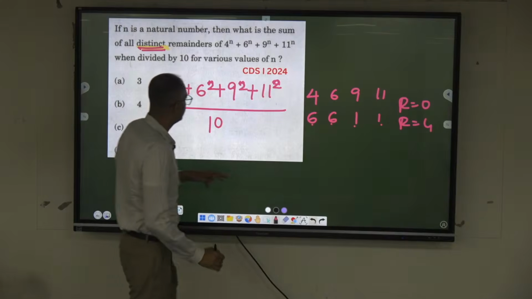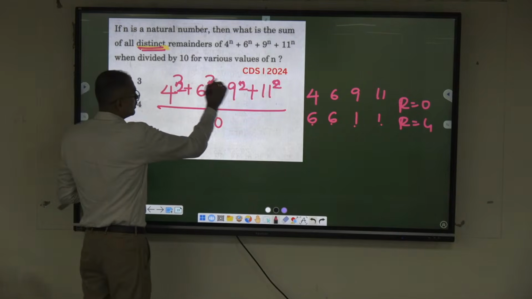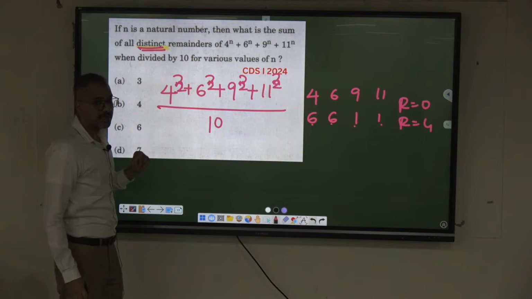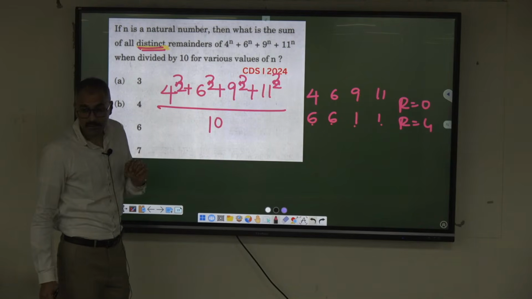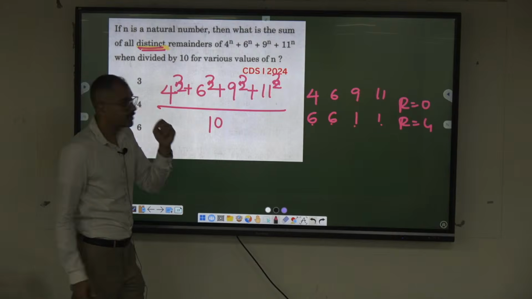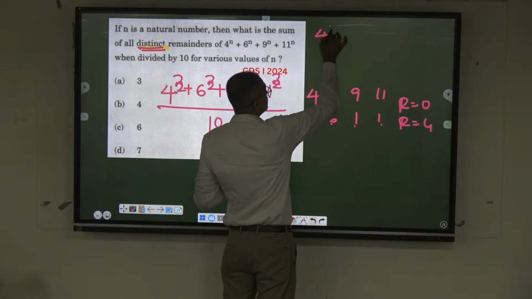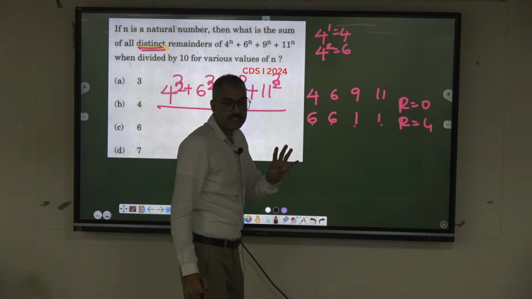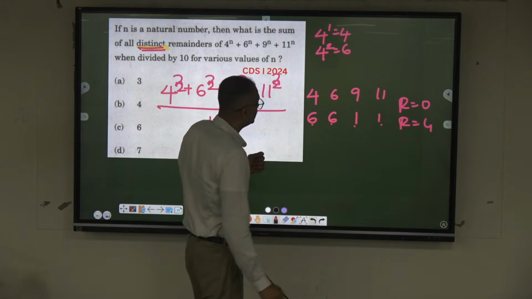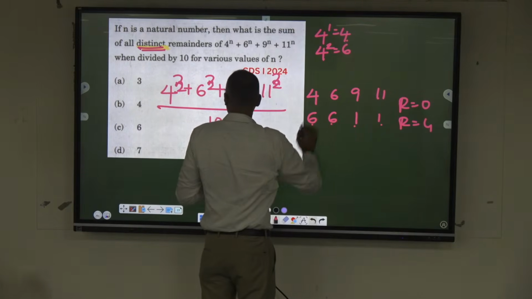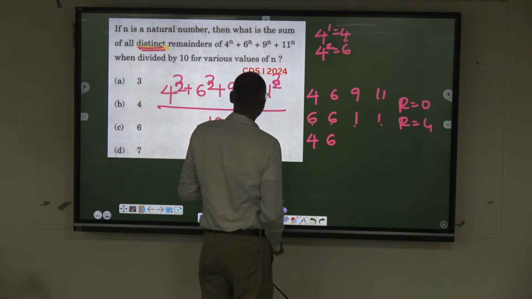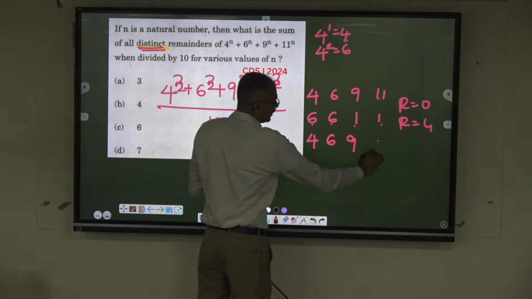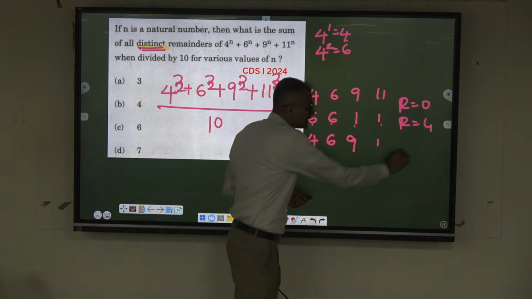Next case, if I substitute here with 3, let's work on the unit digit only. 4 power 1 is always 4, 4 square is 6 unit digit. Either you will get 4 or else 6. In the last class also we have discussed this unit digit. 6 case always 6. 9 cube, 9, and also in this case, 1 only. So 4, 6, 9, 1. What is the remainder? 0.